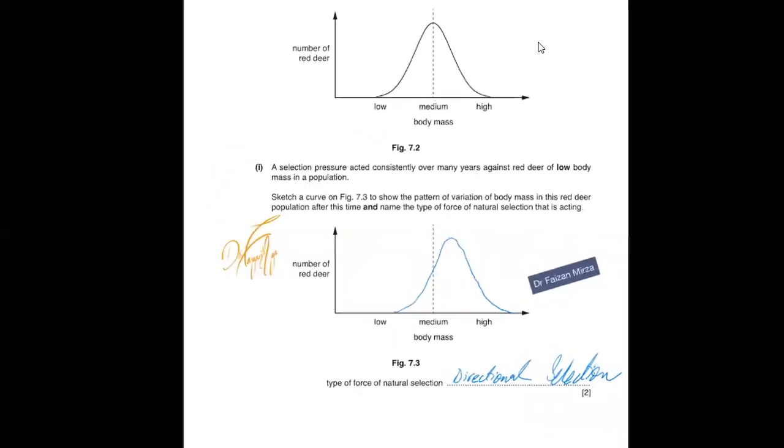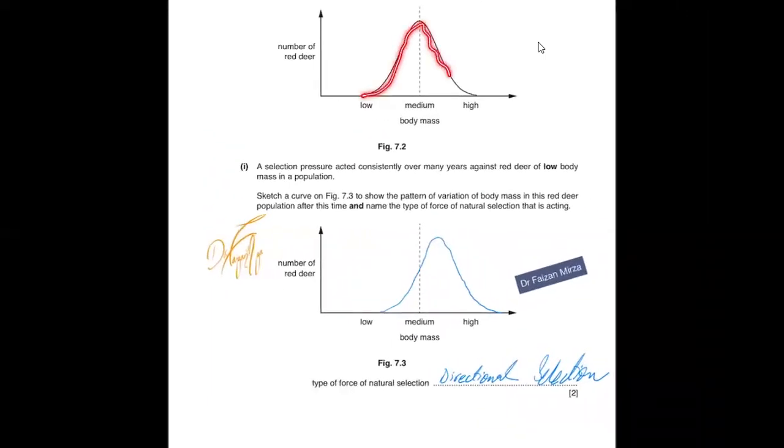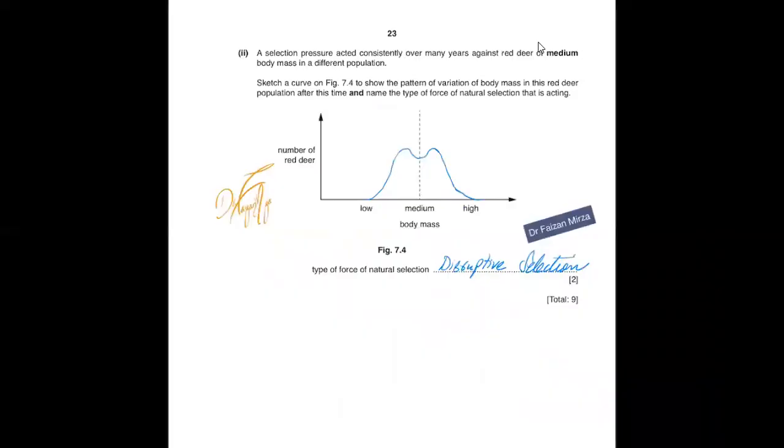So we make a similar graph of this sort, but now the graph will be shifted ahead from the dashed line because the mean will be redefined. Initially, the medium body mass was most frequent in the population. Now, not the medium, but somewhere between medium and high, this body mass is most frequent in the population because the low body mass got selected against. The force of selection will be directional selection in this case.